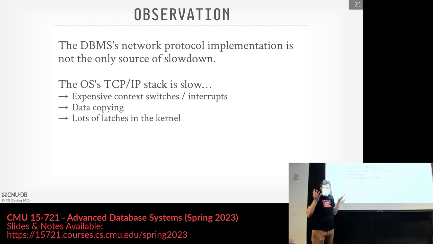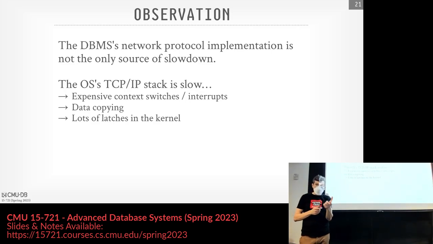We need something to talk to the hardware to get data in and out of it for our network protocol, but the TCP/IP stack in Linux is going to be slow, right? Because there are context switches to kernel threads to do stuff. Then it's got to store stuff in buffers, and that's extra copying. And the kernel is going to take its own latches on the inside to protect its data structures. So if we're trying to get a lot of data through that hardware, it's going to be slow.